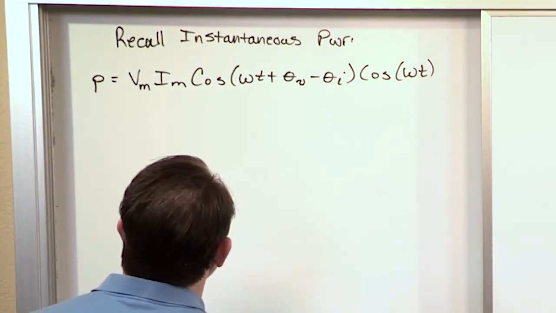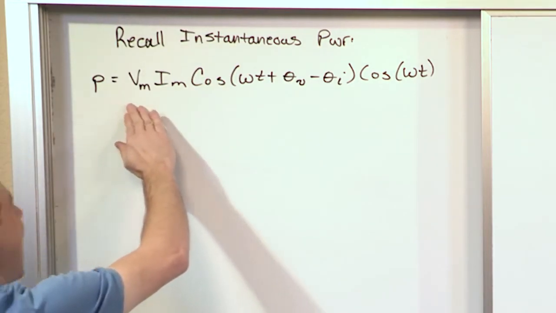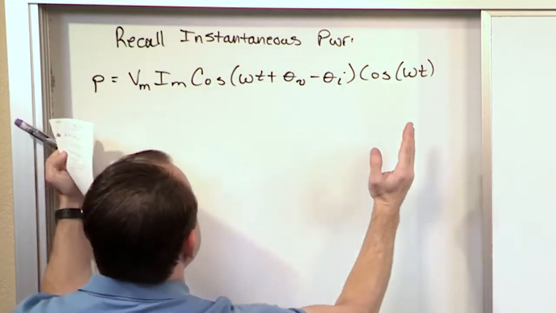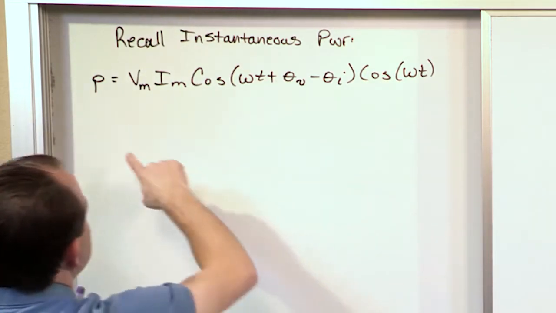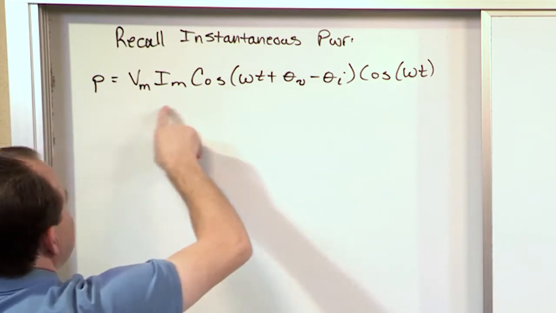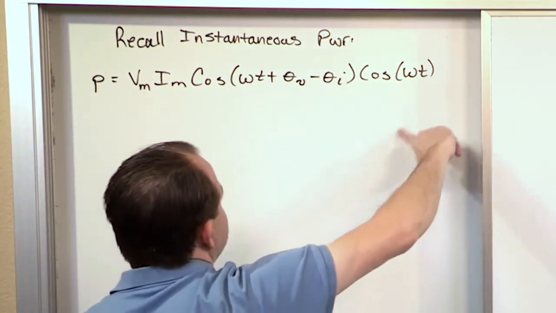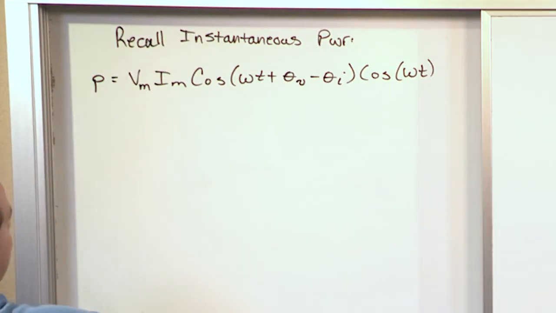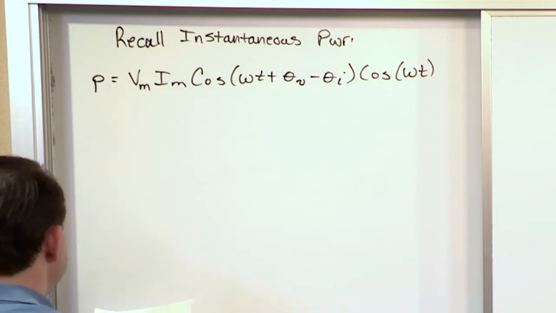How would we calculate, if you wanted to figure out what the average power was over some period of time, how would you figure out what it is? Well, you can see these are oscillating things. They're going to go up and down no matter what, all the time, always moving. So how do you calculate an average?